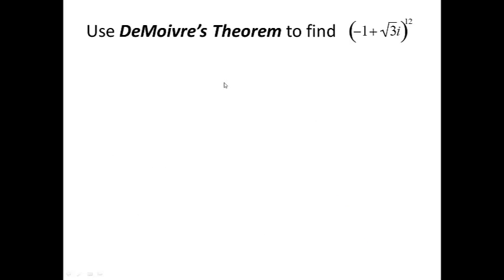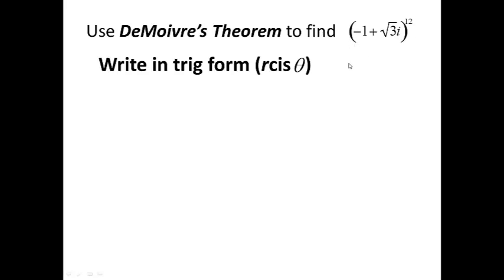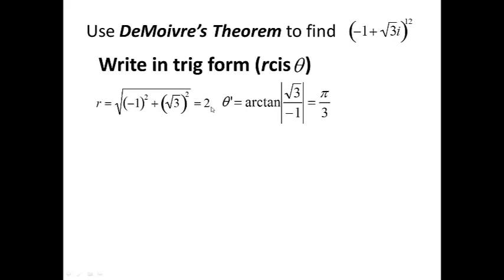All right, I'm going to use DeMoivre's theorem to evaluate or simplify this complex number to the 12th power. So we need to write it in trig form first. First, we're going to do all that stuff that we did today, and we find r, which is 2. Then we do the arctangent of rad 3 over negative 1. That's going to be pi over 3.